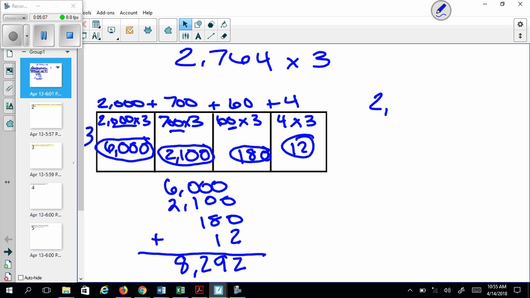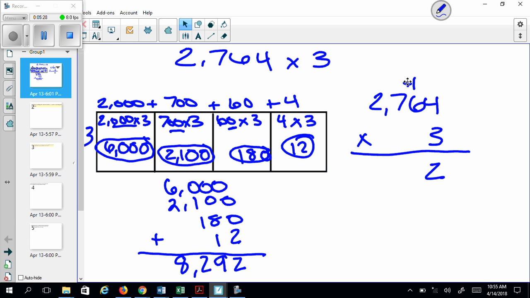Okay? Now, your other way that you can do multiplication is by using place value. So you have 2,764 being multiplied by 3. Now you're going to see the same numbers being used over and over and over again here, okay? So we have 4 times 3, which is 12. So we have our 2, carry the 1. 6 times 3 is 18.